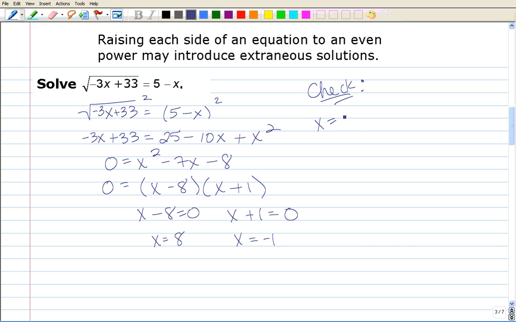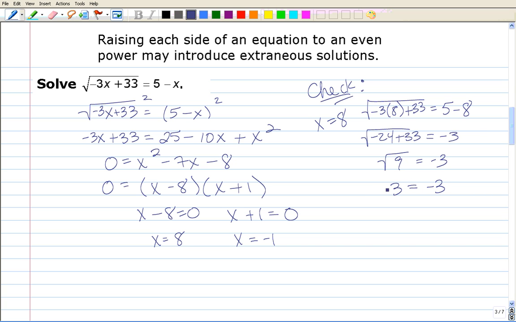If I check x equals 8, I'll have the square root of negative 3 times 8 plus 33 equals 5 minus 8. So we need to check, is this thing really equal? So I have the square root of negative 24 plus 33 equal to negative 3. This is equal to 9. So here I actually get 3 is equal to negative 3. That's similar, but not quite. That's not what we're looking for.